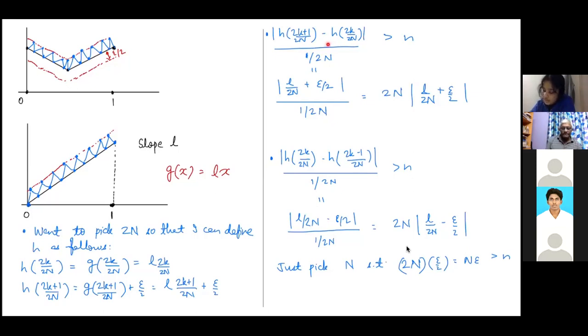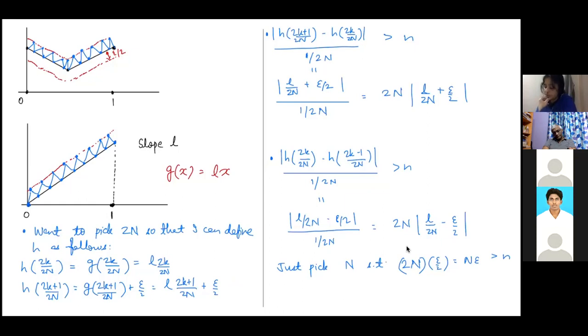Here, we can just plug in these values that we have, and in this case, it comes down to L by 2n plus epsilon by 2. The epsilon by 2 is coming from this term, and L by 2n survives because the difference between these two will be L by 2n. And put together, that becomes 2n times this quantity. Similarly, in this case, exact same thing. We just plug in these values and we get 2n times this quantity, L by 2n minus epsilon by 2.